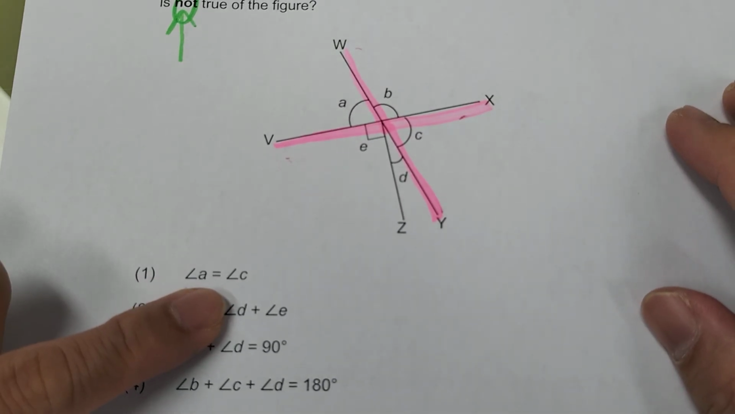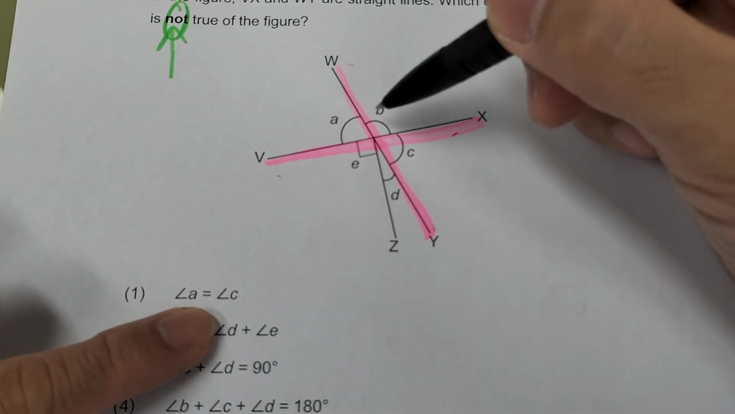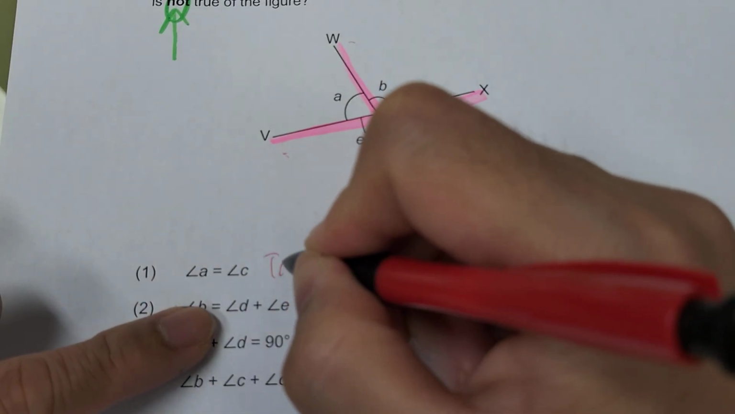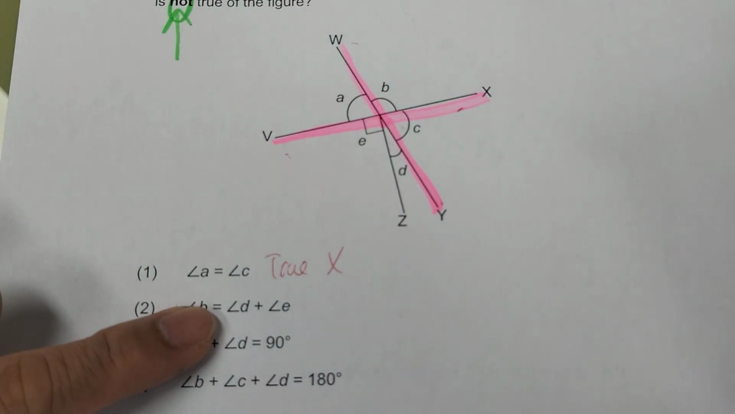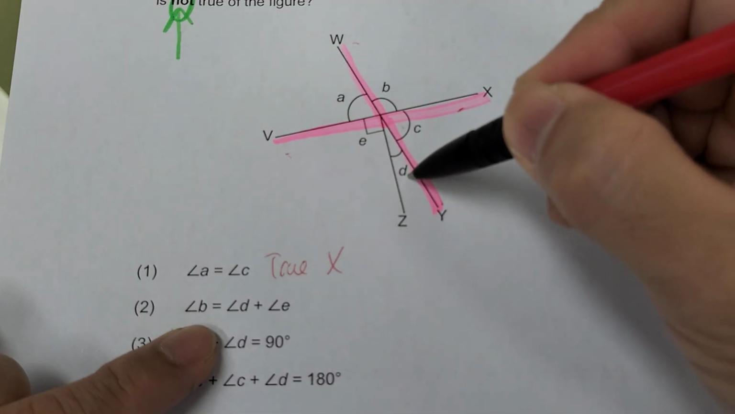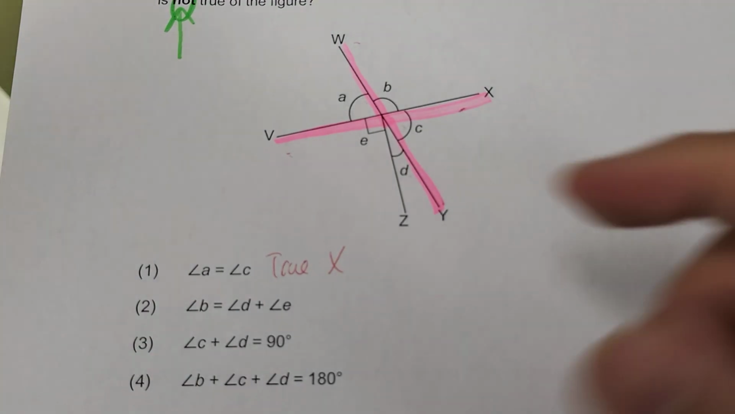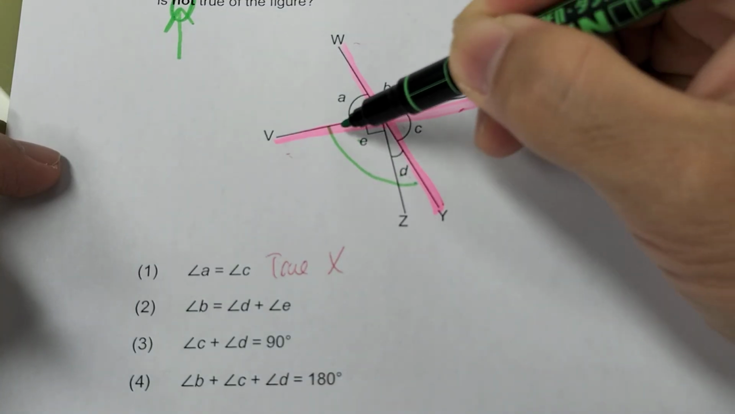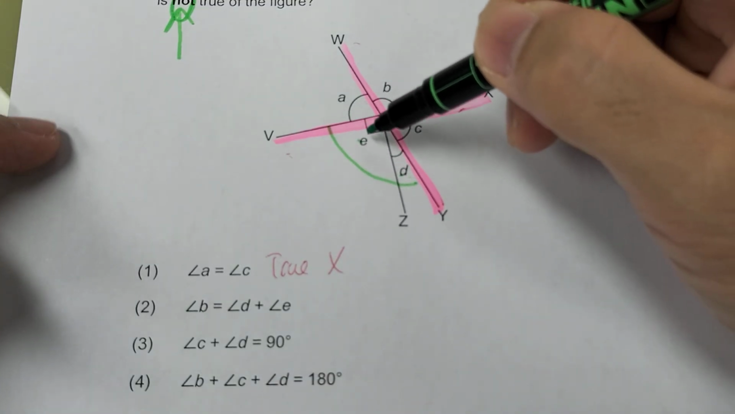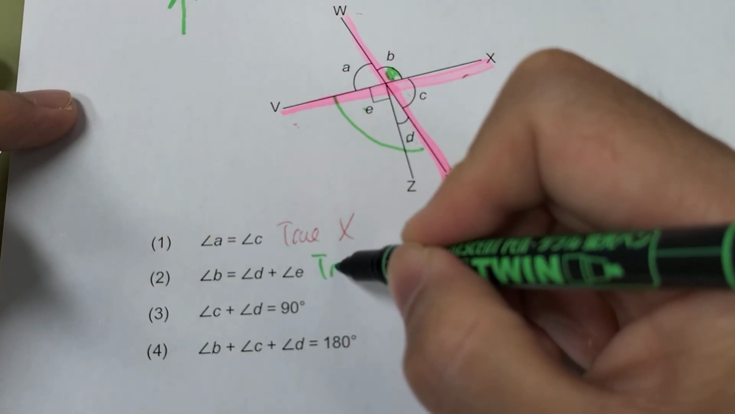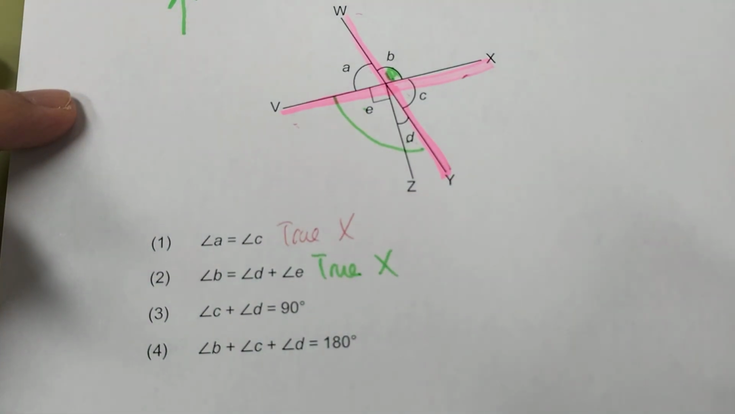A equals C. Let's check. Is A equal to C? They are vertically opposite. So yes, this is true, and that's not the answer that we want. Angle B equals D plus E. Let's see. D plus E is these 2. And that's the vertically opposite angle of this, that will be B. So yeah, this is also true, which is also not what we want.